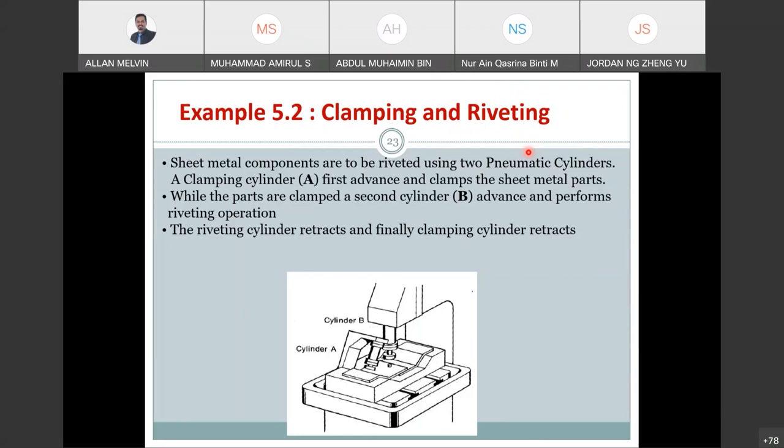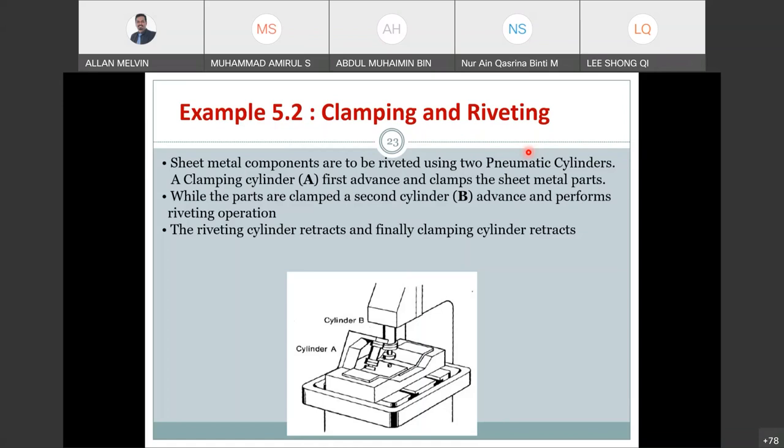What is a rivet? Anyone? Rivet. Want to Google? Do you know what a rivet is? Let me tell you. It combines something together. Yeah, combine something together using... So normally how do we rivet?